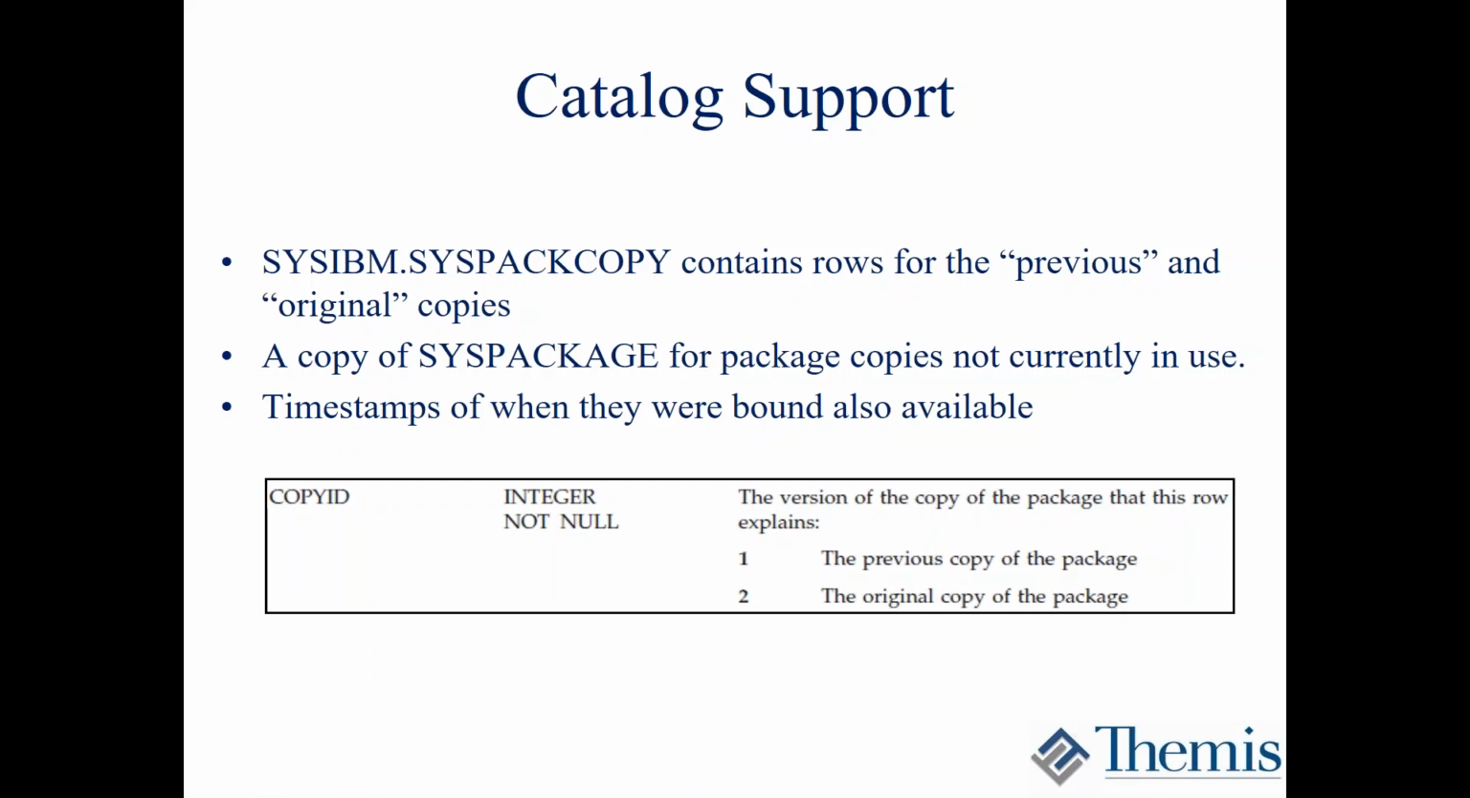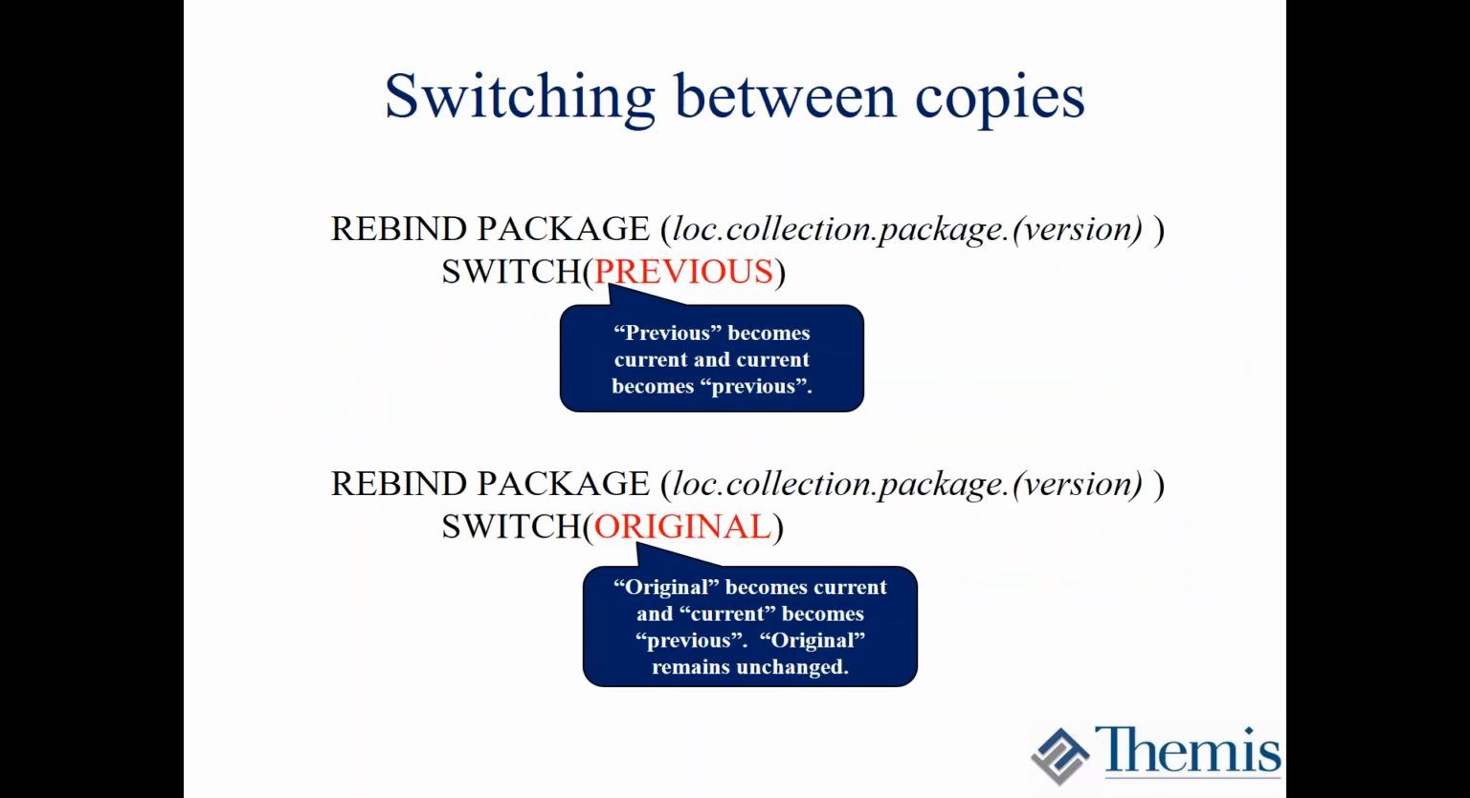So when we execute, we're always running the current. Right? We're always going to be running the current copy. The previous and the original are there in case I need them, but they're never going to be executed as is. So if I would like to fall back to one of those, what I'm going to do is issue a rebind command with either switch previous, obviously make the previous copy back to the current, or switch original, make the original copy the current.